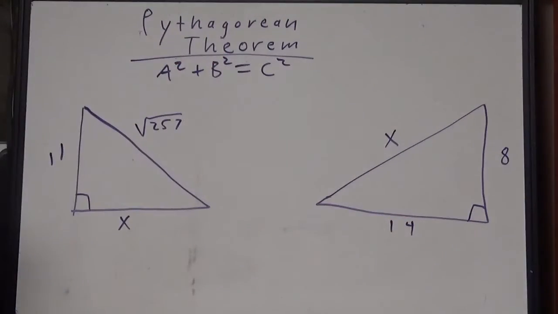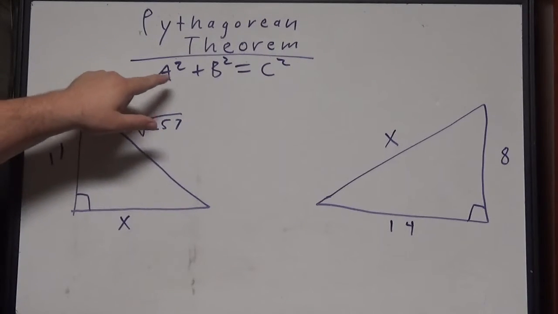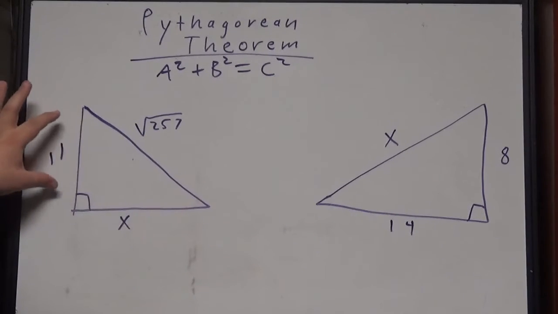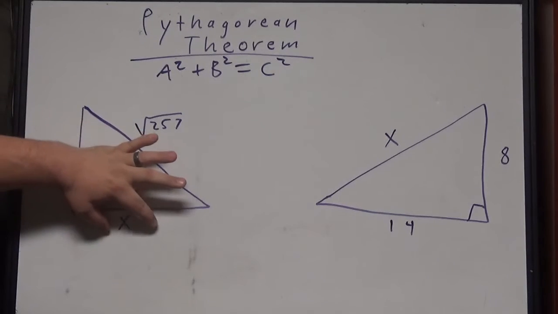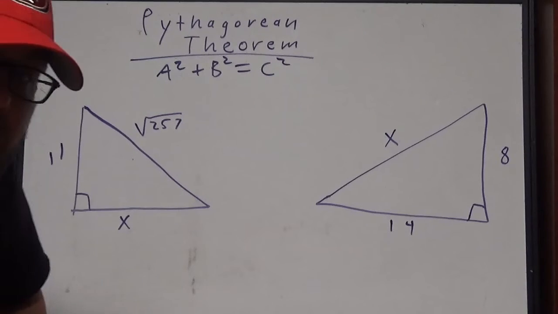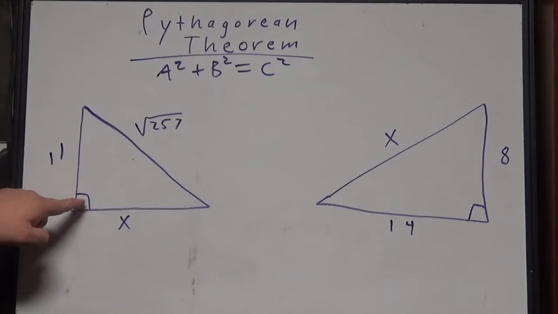So what it's saying, and this is how it's usually said, is a squared plus b squared equals c squared. What that means is one leg squared plus the other leg squared equals the hypotenuse squared. Now, with a right triangle, there are two legs and a hypotenuse. The hypotenuse is the longest side, and it's not touching the right angle.